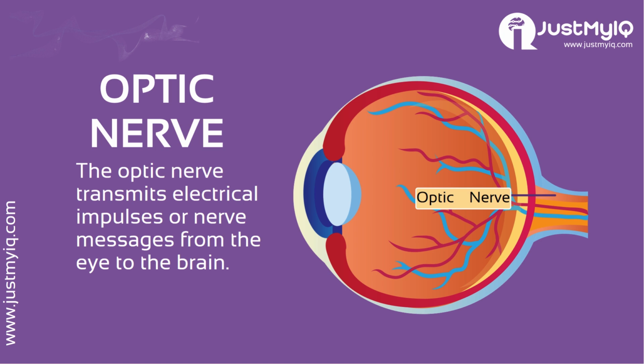There's one special spot where the optic nerve leaves the eye. Here, there are no rods or cones. This spot is called the blind spot because no image is formed there. But don't worry. Our brain cleverly fills in the missing detail so we don't notice it in daily life.